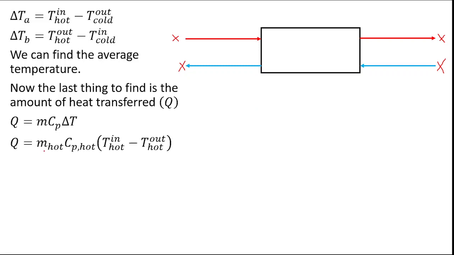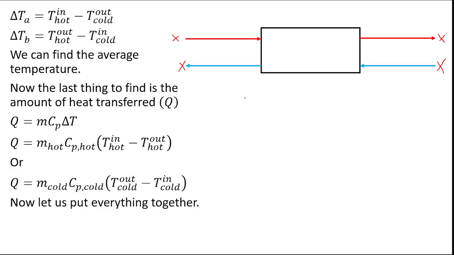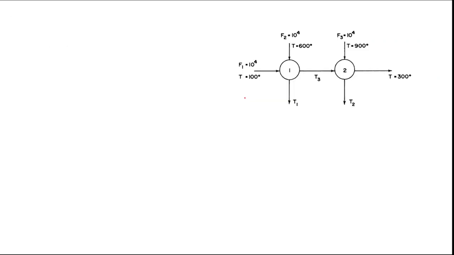So our Q is going to be our MCP, T hot in minus T hot out. And then you can also relate it to the cold. So it's going to be the M of the cold, the CP of the cold, T cold out minus T cold in, right? So we just do the higher temperature minus the lower temperature. That's what we are doing here. So hot in is hotter than hot out, and cold out is hotter than cold in, right? So we should know these things from heat transfer. Okay, so now let's put everything together.